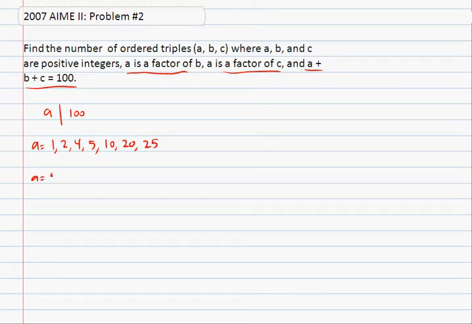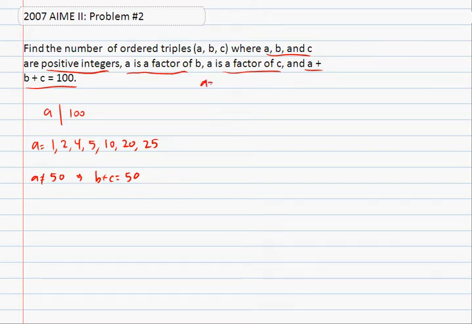However, A cannot equal 50, or else we would have B plus C equal to 50. And if B and C have to be multiples of 50, then that forces B or C to be 50 or more, which will result in one of the numbers being equal to 0, which we can't have since A, B, and C are positive integers. So that means A can only be up to 25. So let's look at each of the values of A case by case.